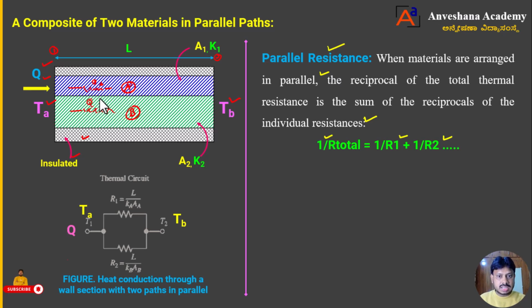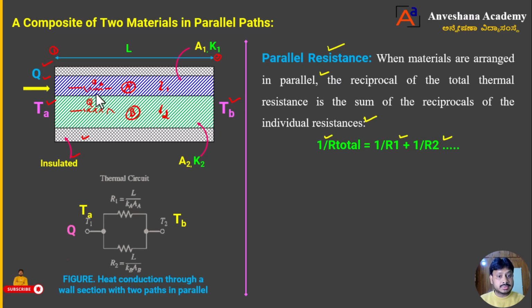Then the resistances offered by material A and material B are parallel to each other. Because material A is going to offer some resistance, that resistance you can mark as R1 or RA. The material B is going to offer some resistance, that resistance we can call R2 or RB. The resistance offered by material A, the resistance offered by material B.